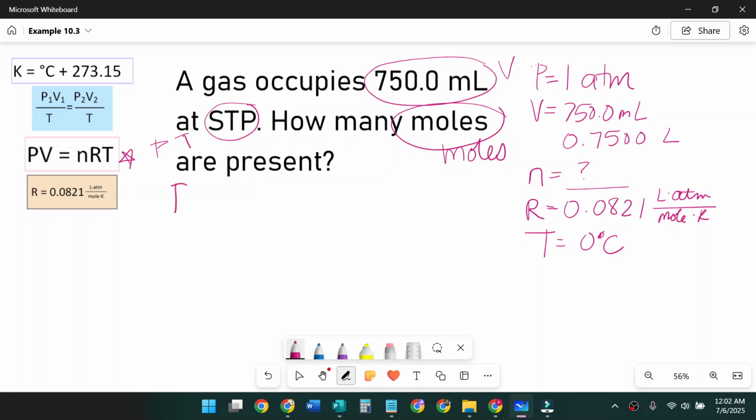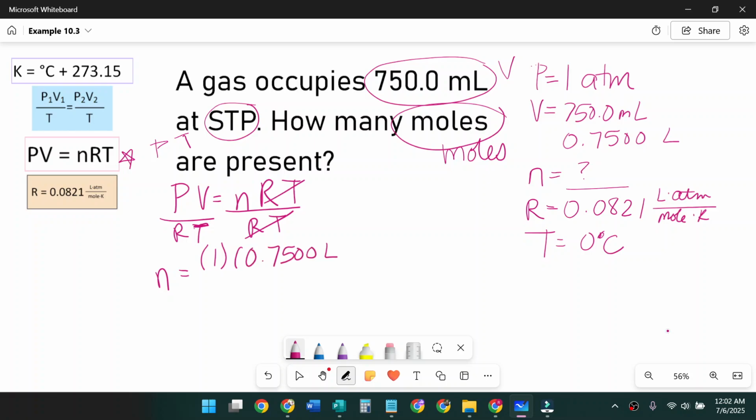So let's write out our equation and then let's rearrange it so that this N is by itself. And then we'll plug everything in. So the number of moles is the pressure, which is 1. So I don't really need to write that. Times the volume. And it has to be in liters. Should have written 1 atm here, because we'll need it to cancel out.